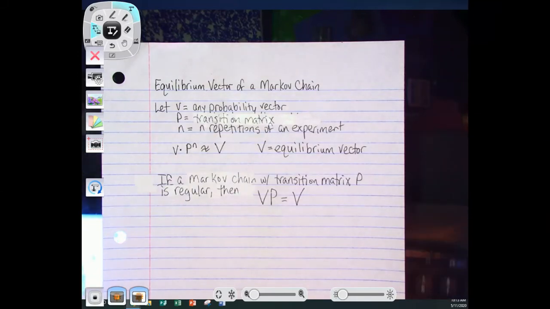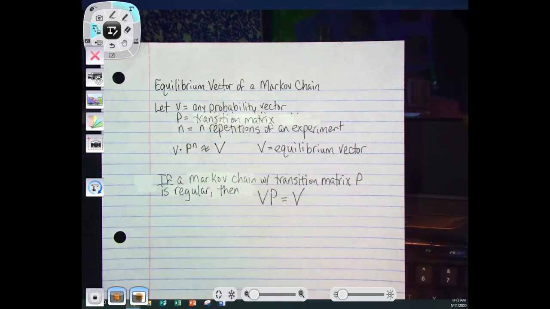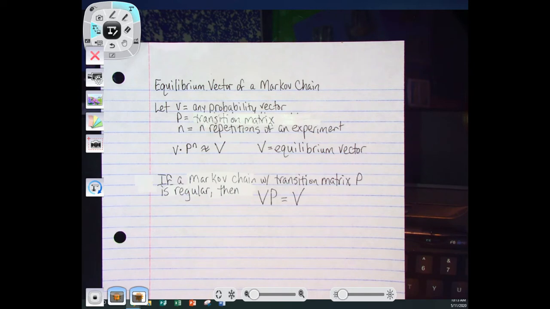Hello and welcome. So in this video, we're going to be talking about equilibrium vectors of Markov chains. Okay, so when we look at a Markov chain, we take this idea of an initial probability vector, and as we transition from state to state to state, we want to think about what's going to happen in the long run as we get larger and larger. What's going to happen to the trend? Is it going to change consistently? Is it eventually going to stay the same? What would occur?